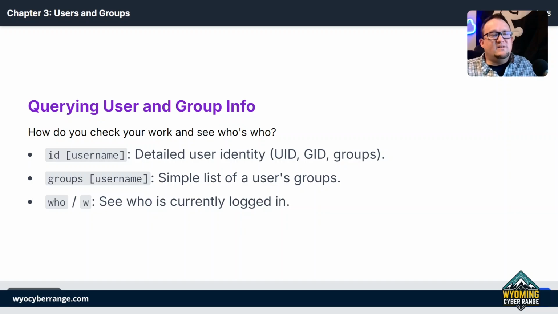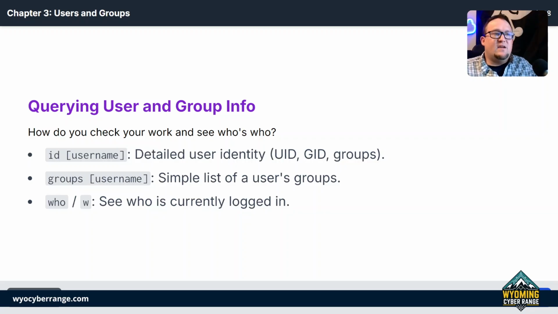Now, when it's all said and done, we always want to validate that our work was proper. And in order to do that, we have a few commands through the system. The first one would be id. id allows us to look at a user identity and see all of the groups and user information about that user. Now be aware, you can run this on your own user without sudo, but if you want to see the id of other users, you may need sudo access.